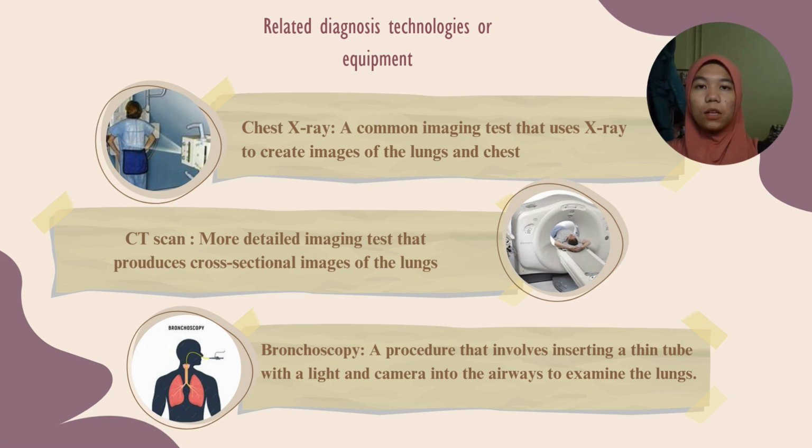Lastly is related diagnosis technologies or equipment that was used. There is a lot of equipment that was used, but in this slide I will explain only three. The first one is chest X-ray, which is a common imaging test that uses X-rays to create images of the lung and chest. Next is CT scan, which is a more detailed imaging test that produces cross-sectional images of the lung. Lastly is bronchoscopy, a procedure that involves inserting a thin tube with a light and camera into the airways to examine the lungs.